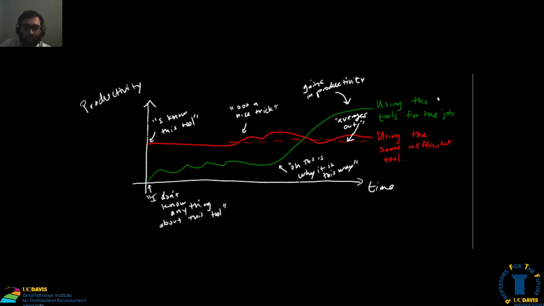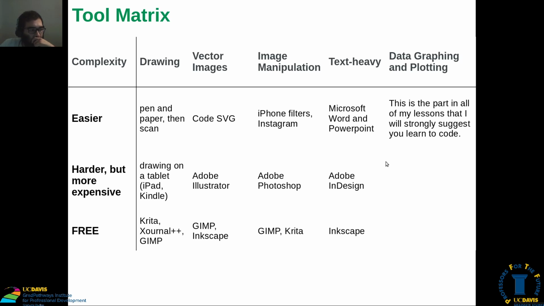And so this averaging out difference essentially gains me productivity in the long run because I'm using the tool for the job. And the point of this slide is, don't be afraid to abandon programs that don't work for you anymore. I did that a lot with Photoshop, and I've suffered a lot for that.